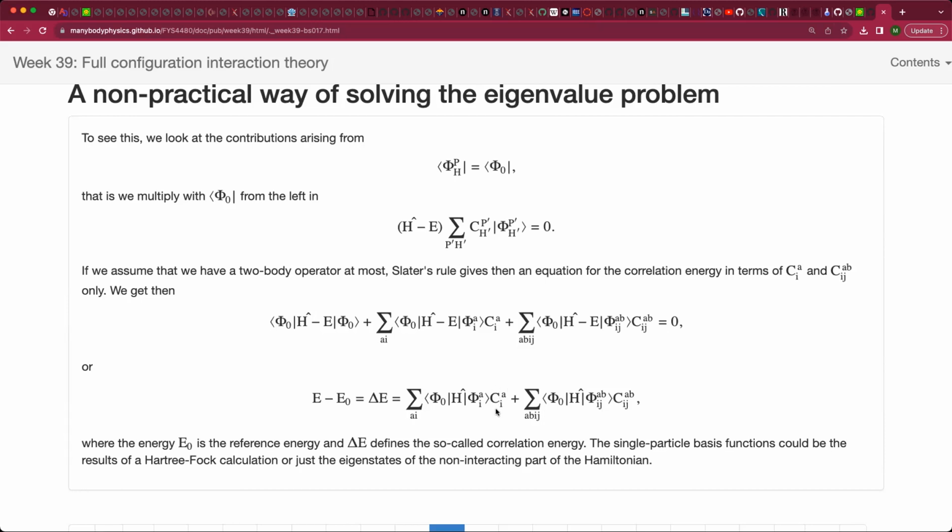But in general, we are going to look at approximations to these coefficients. And so you can actually view many of the other many-body methods in terms of ways to find new expressions for these coefficients which you see here.